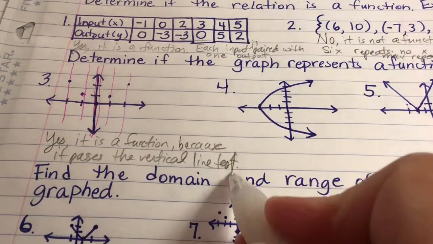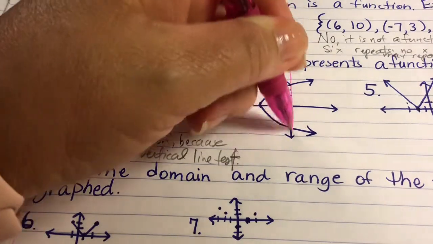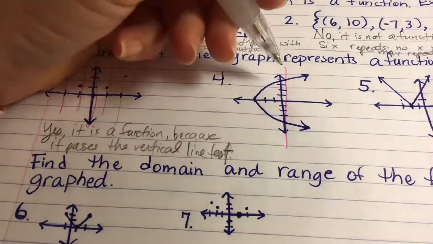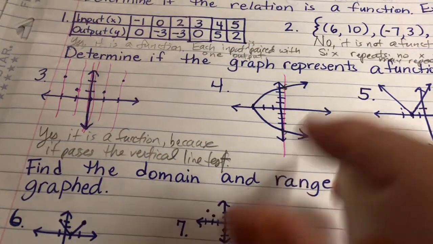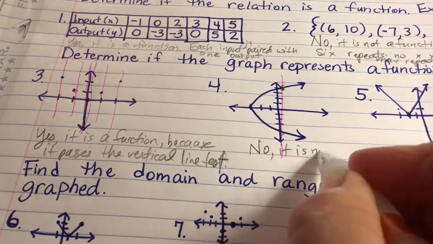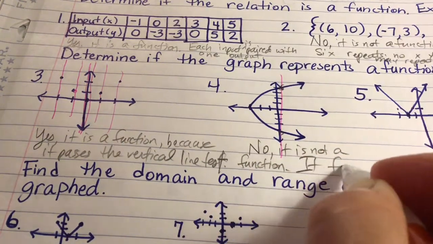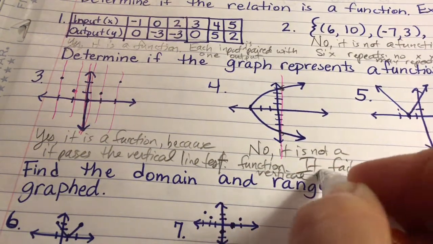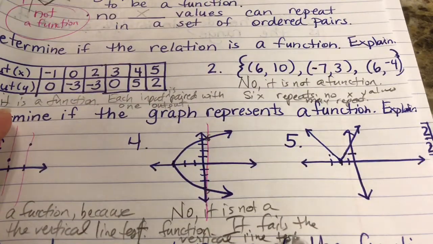Okay, how about question number 4? Let me draw one vertical line. Sort of vertical line. Look, this vertical line goes through this point and this point on the graph. It goes through 2 points. So it fails the vertical line test. No, it is not a function. It fails the vertical line test.